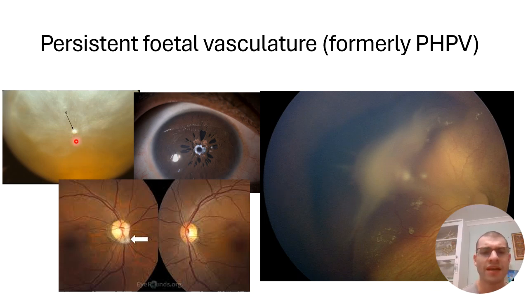The other two forms of PFV that you might see more regularly than this full-blown form are these. This is when you've got a dot of hyaloid vessel remaining on the back of the lens. It's called a Mittendorf dot, and it can lead to a cataract. And this is when a bit of hyaloid vessel remains on the optic disc, and this is called a Bergmeister papilla. You don't really need to do anything about these, unless you want to do cataract surgery for this, of course.